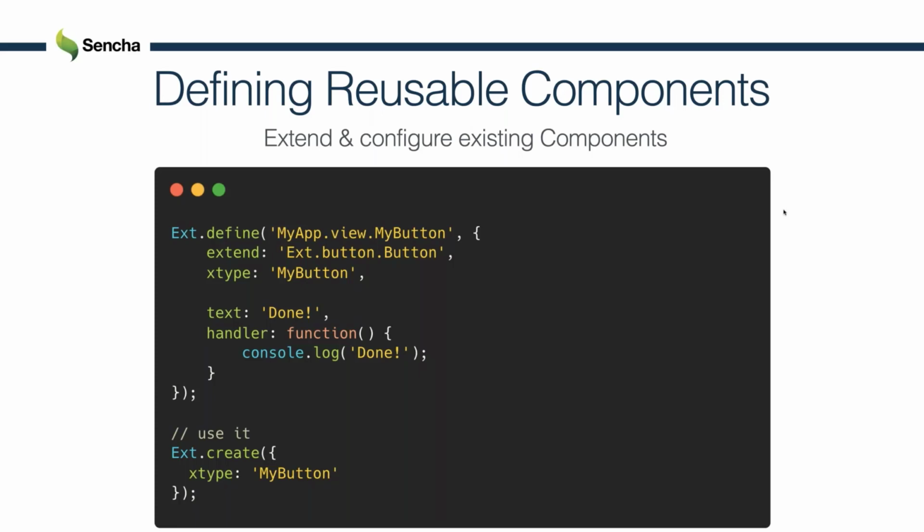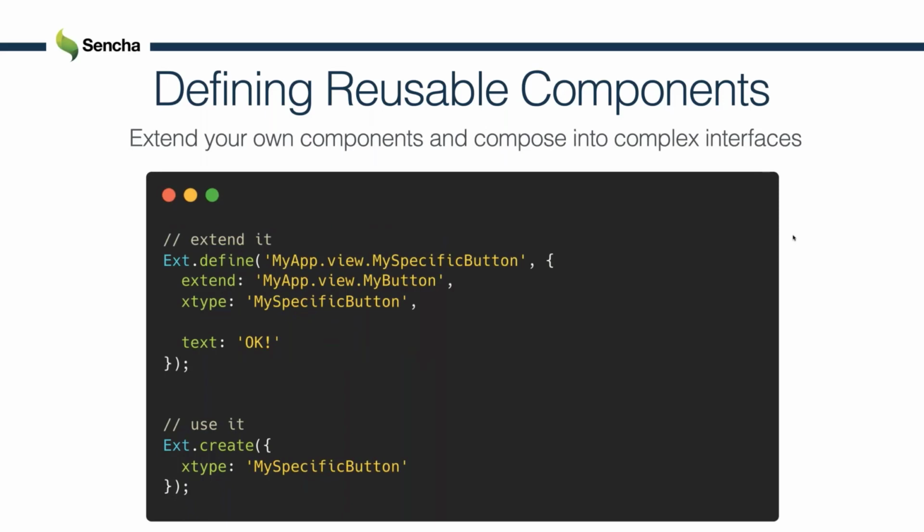We give it its own xtype called myButton, and then we define the properties that it has, the text of the button and the handler. And then at the bottom here, you see we use the create API to create an instance of that button, and it will have that configuration built into it because of the definition that we've created above.